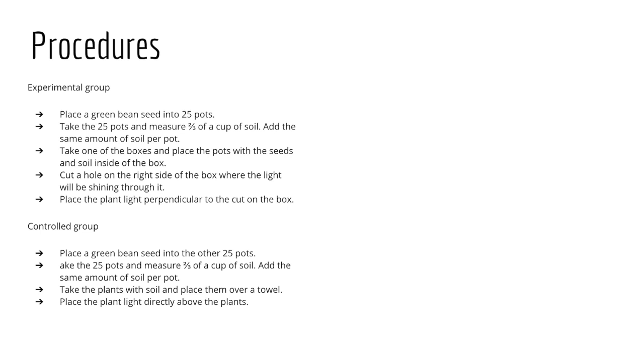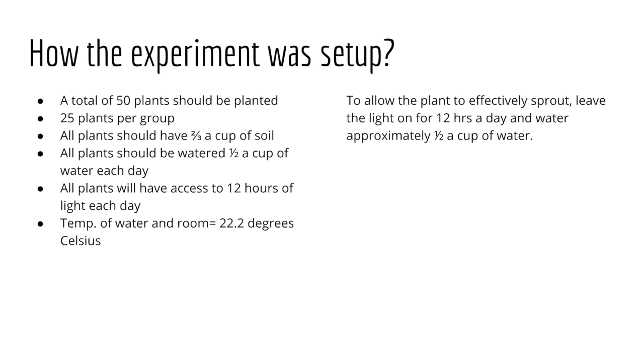Place the plant light perpendicular to the cut on the box. To prepare the plants for the light directly above, place a green bean seed into the other 25 pots. Take the 25 pots and measure another 2/3 of a cup of soil and add that same amount of soil in each pot. Take the plants with soil and place them over a towel. Place the plant light directly above the plants.